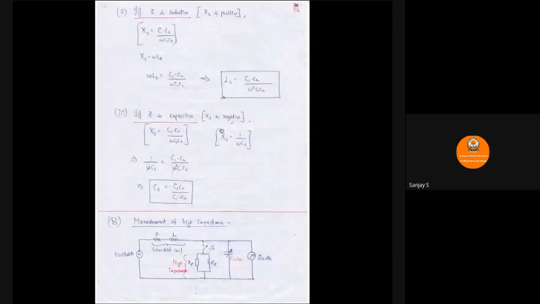So this finishes the measurement of inductance and capacitance of the high impedance coil. So with this content, I conclude module number 4.